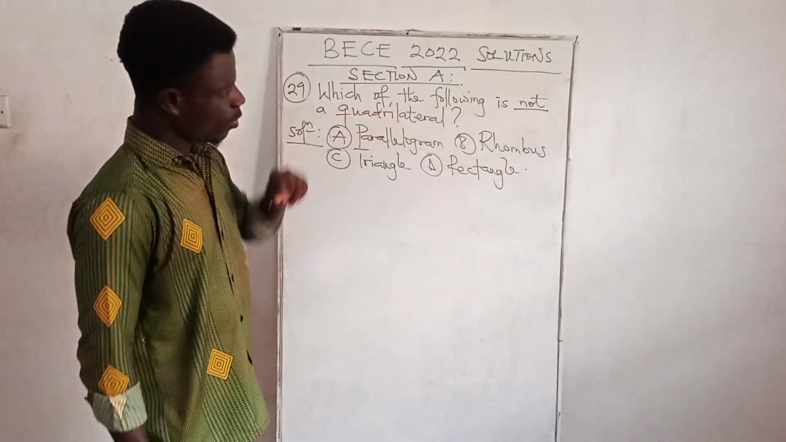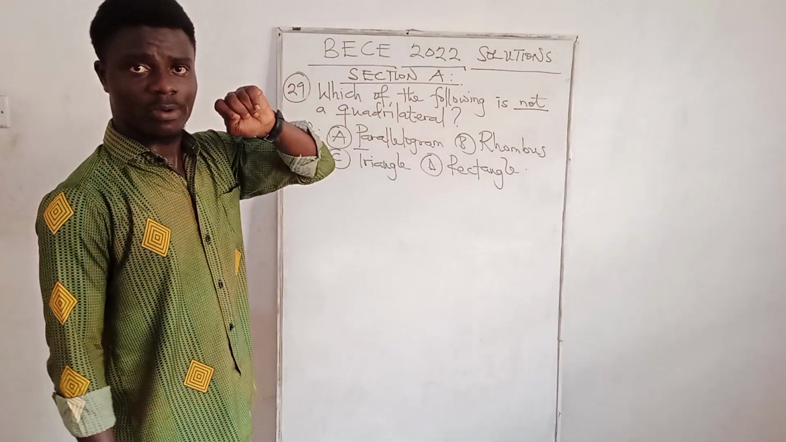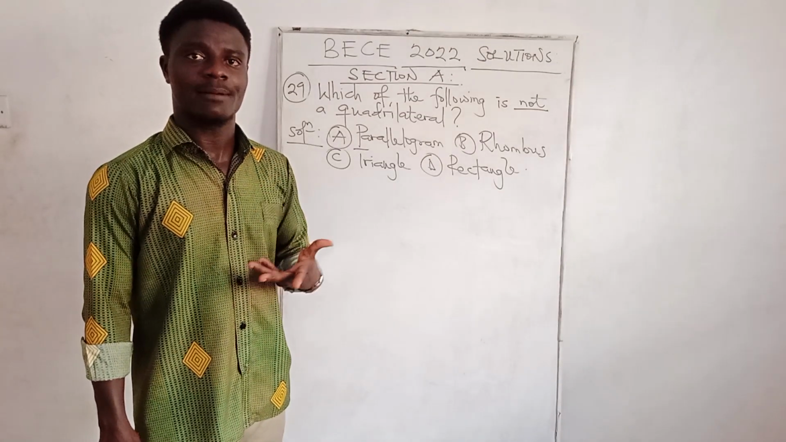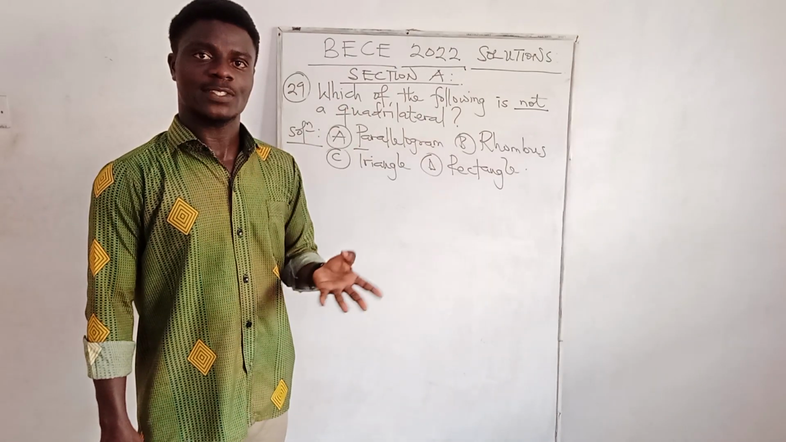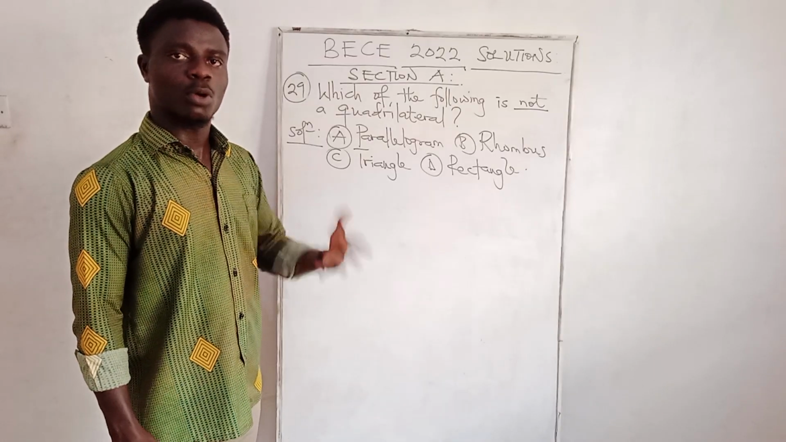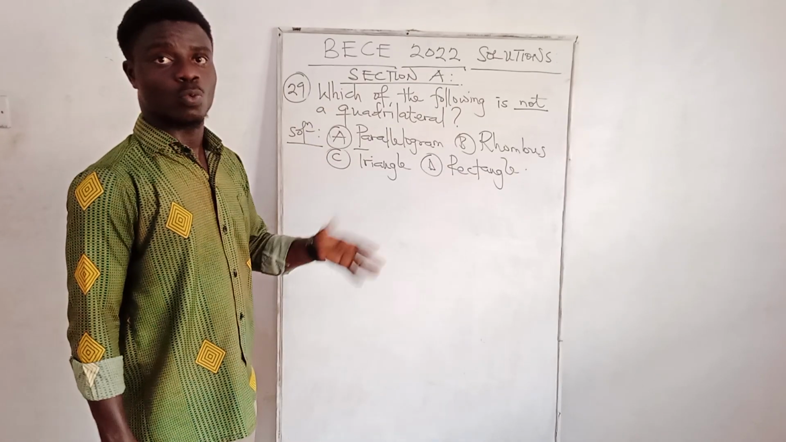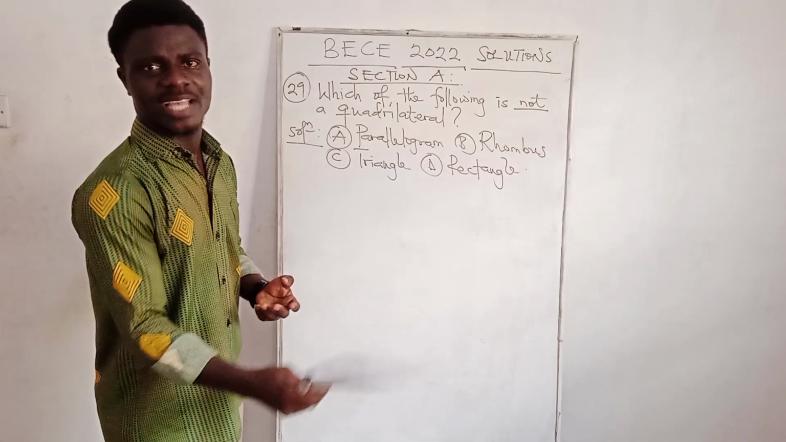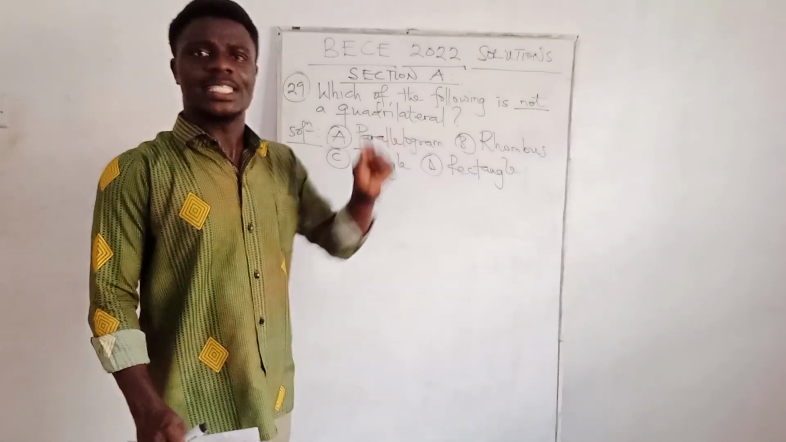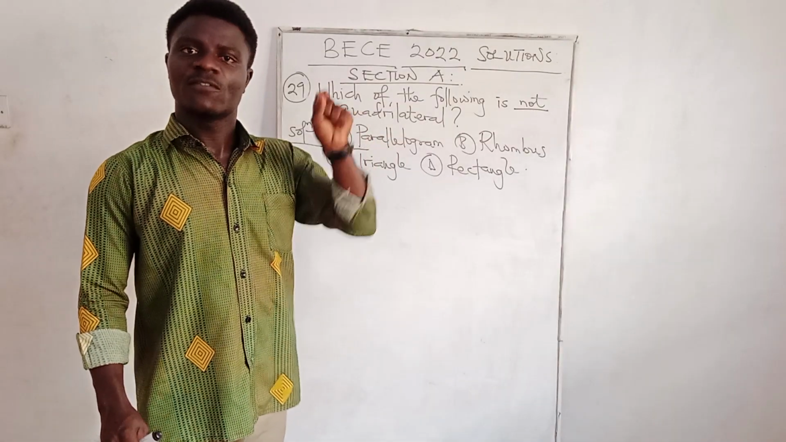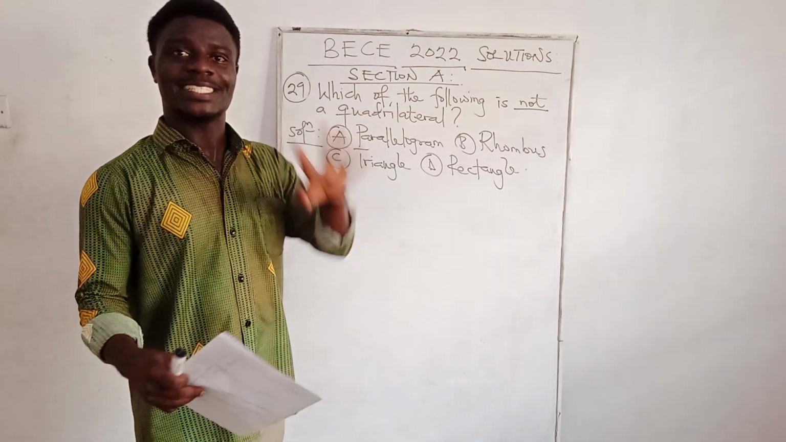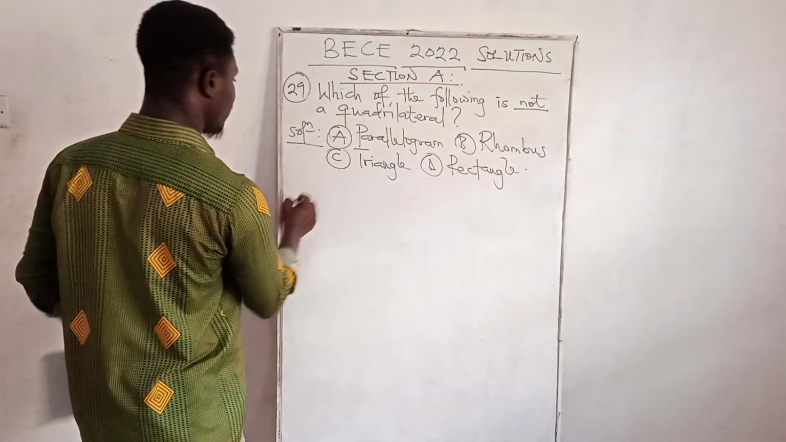Now let's see. What is a quadrilateral? Quad means 4, right? So I can say that it's a plane shape, or a plane figure bounded with 4 straight sides. Or we can say that it's a polygon bounded with straight edges or straight sides. Or we can say it's a 2-dimensional shape, a 2-dimensional plane figure bounded by straight edges, so the straight edges must be 4.